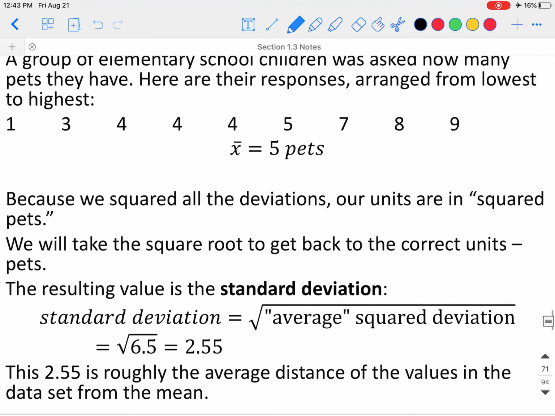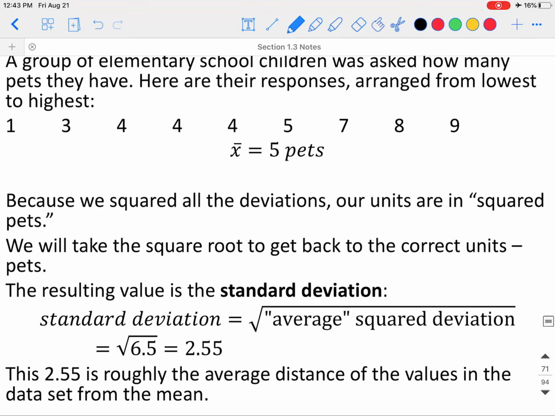Because we squared all the deviations, our units are in square pets. That doesn't make any sense for our problem. So we take the square root to get back to the correct units, which is just pets. The resulting value is called the standard deviation. The standard deviation is equal to the square root of the average squared deviation. So we take the square root of 6.5 and we get 2.55.